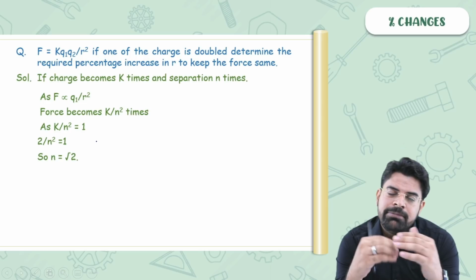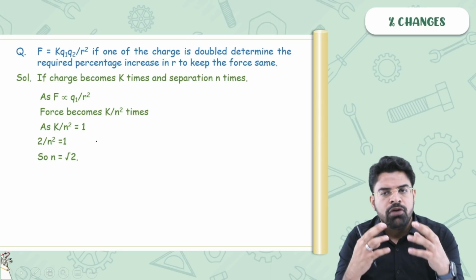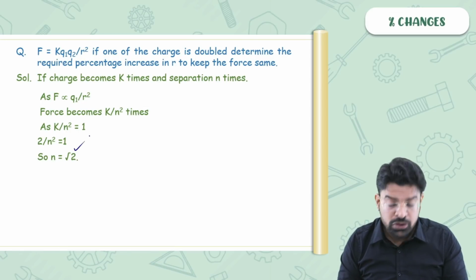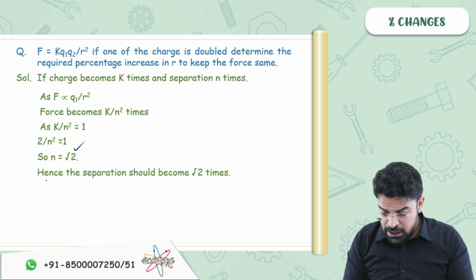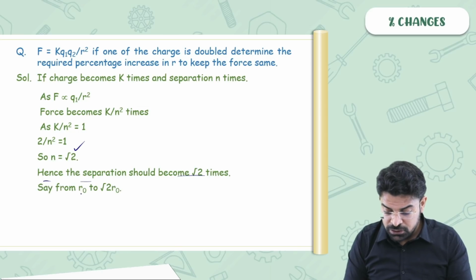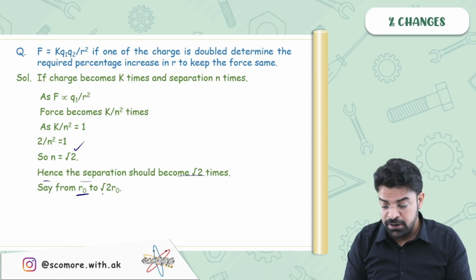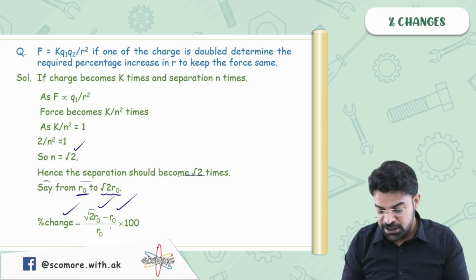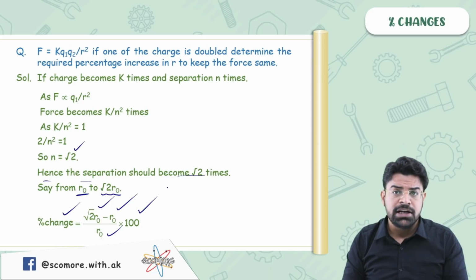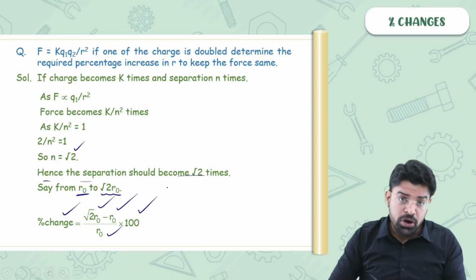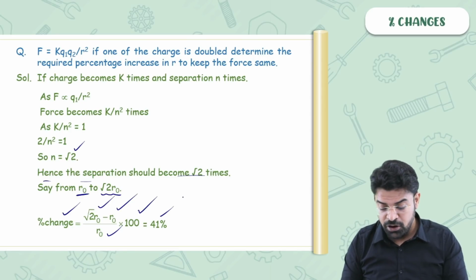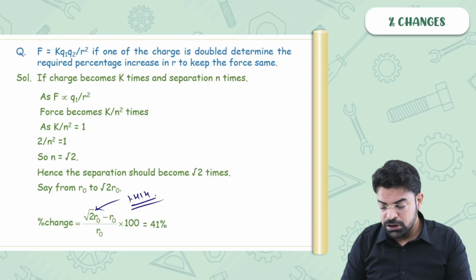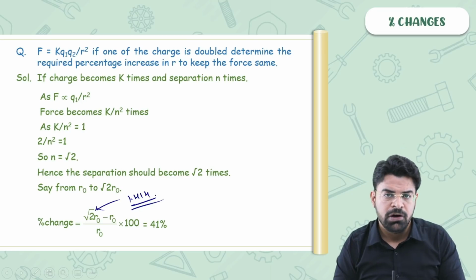Once you know that separation should become root 2 times, you already know what is going to be the answer of percentage increase in separation. So as the separation should become root 2 times, let's say the initial separation is R0 and final separation is root 2 R0. So the percentage change in separation equals final minus initial upon initial into 100, that is root 2 R0 minus R0 upon R0 into 100, that becomes 41%. In place of root 2, substitute 1.414. So the separation should increase nearly by 41%.